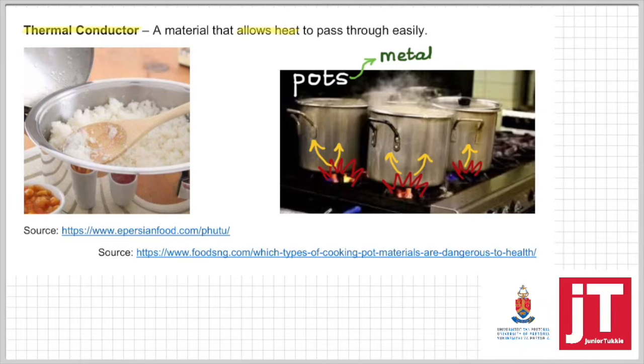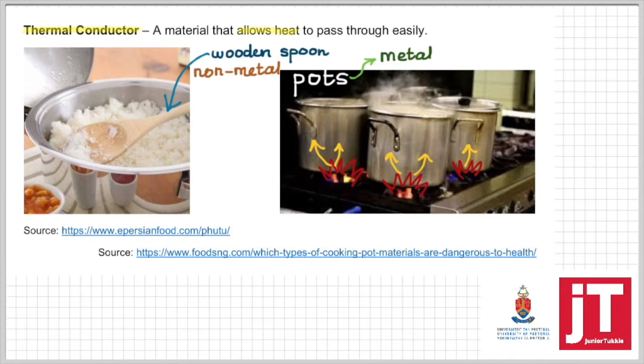So pots are made up of thermal conductors. But you may notice that we often use wooden spoons when we are cooking, especially when we are cooking foods like pap, putu, or soft porridge. We use wooden spoons for a very important reason.